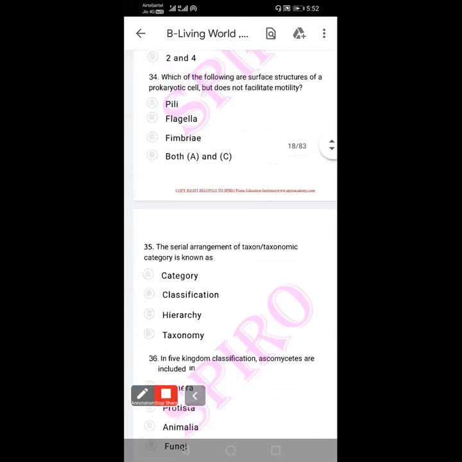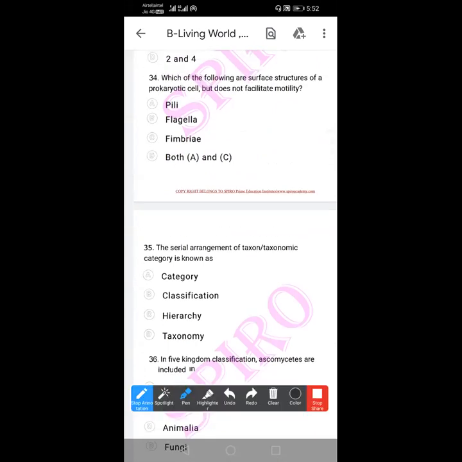Question number 34: which of the following are the surface structures of a prokaryotic cell that do not facilitate motility? So here, the important point is surface structures of the prokaryotic cell that are not going to help in motility.